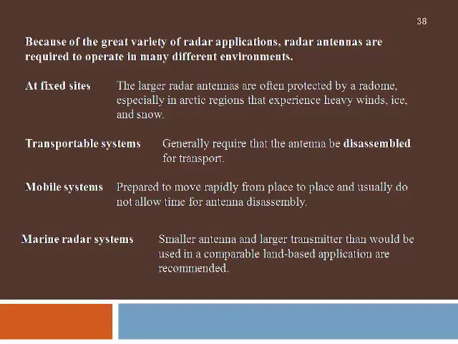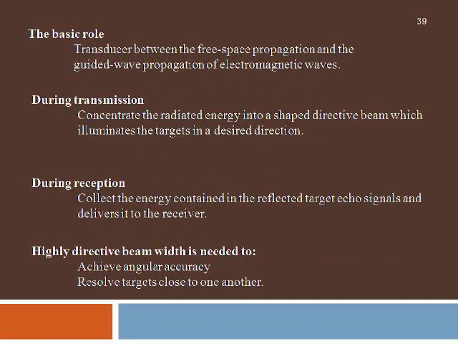Marine radar systems, with a smaller antenna and a larger transmitter than would be used in a comparable land-based application, are recommended for this. The basic role of the antenna is to act like a transducer between the free space and the guided waves of the system, and during transmission concentrate the radiated energy into a shaped directive beam which illuminates the target in a desired direction. During reception, the antenna has to collect the energy contained in the reflected signal and deliver it to the receiver without much of a loss.